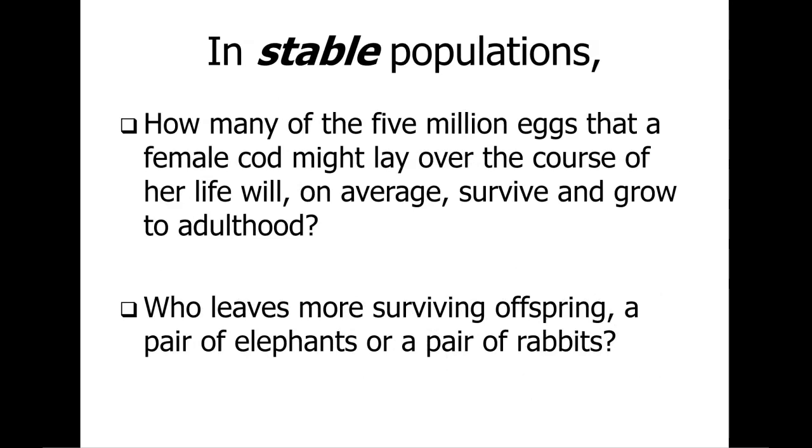And so there are going to be some things that go into populations, and 6 reasons, basically, that we're going to study population ecology. First, one of the important things is that there need to be stable populations. How many of the 5 million eggs that a female cod might lay over the course of her life will, on average, survive and grow to adulthood? Who leaves more surviving offspring, a pair of elephants or a pair of rabbits? Those are all good questions to ask.